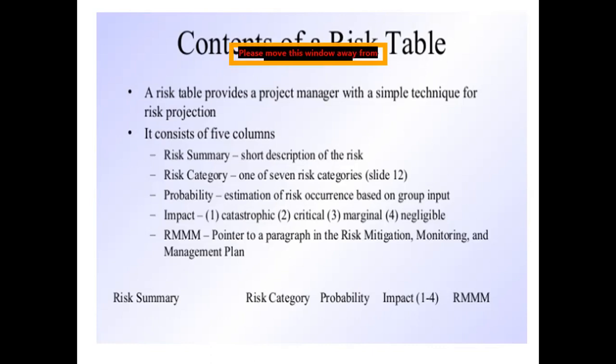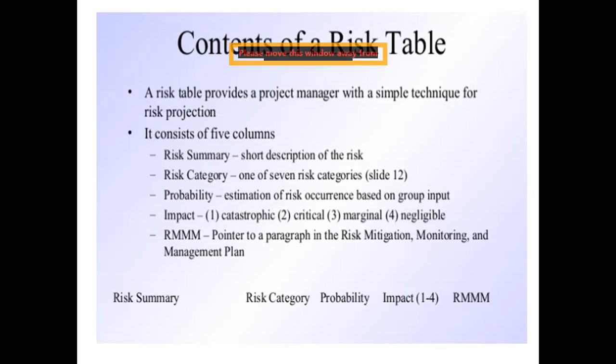Okay, and what would be the impact? The nature of the impact on the software product related to the risk, that is catastrophic, critical, marginal, negligible. So these are the types of impact that our software product will bear or will face.